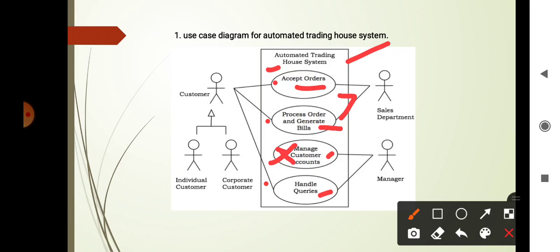Here the customers include individual customer and corporate customer, so we can generalize these customers in this fashion. This is the generalization symbol. So this is the use case diagram for the automated trading house system.